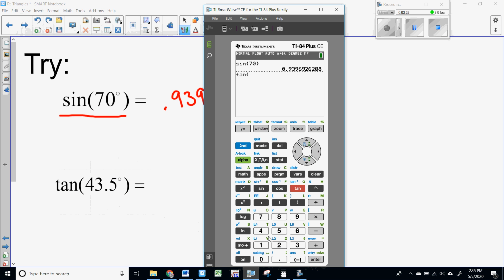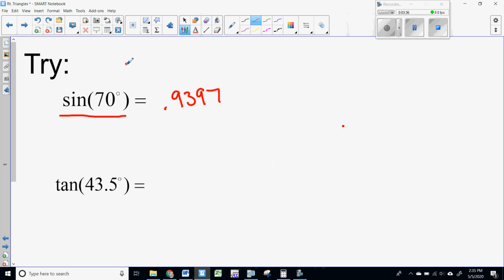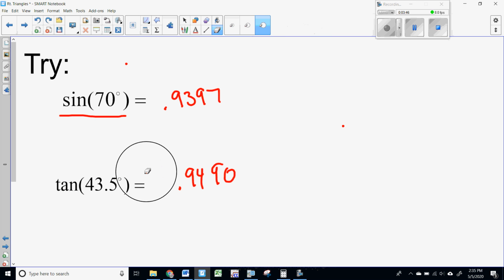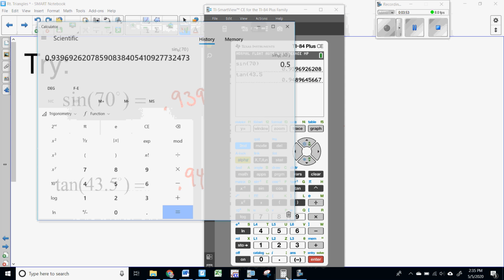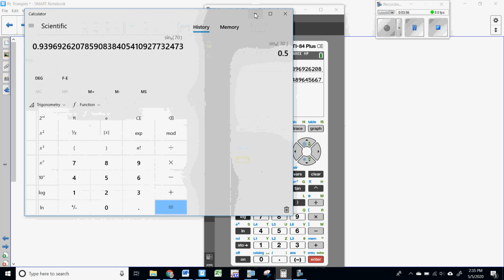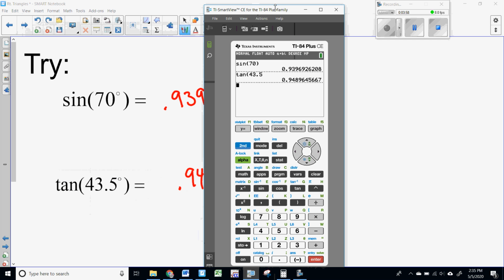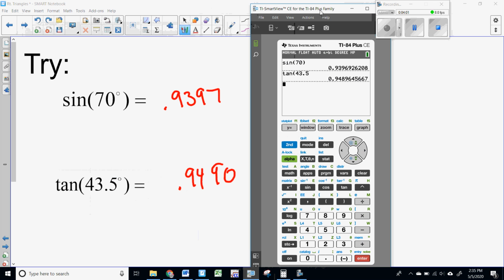Or tangent of 43.5, and we get 0.9490. However you're going to evaluate these, that's what we want to do. We want to understand how we can type this into our calculator, whatever method you're going to use, whether it be a TI, the calculator on your computer, or if you just go onto Google and type what is the sine of 70. As we do these going forward, I am going to use this TI calculator.